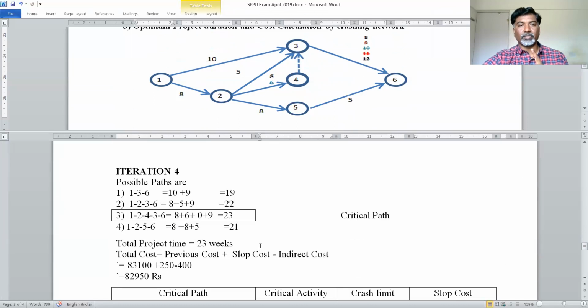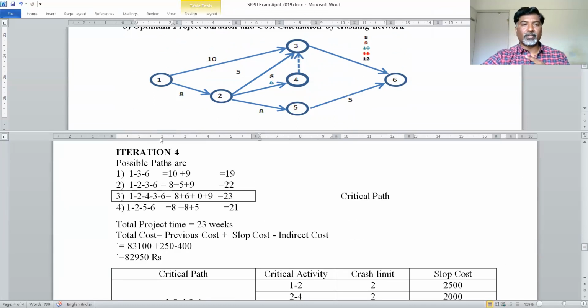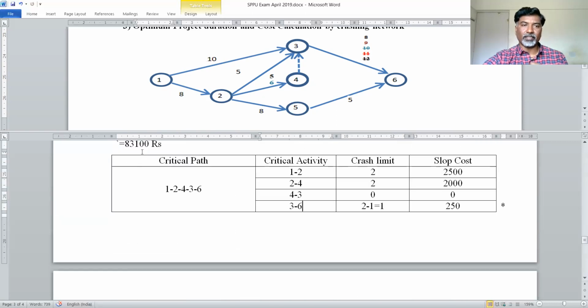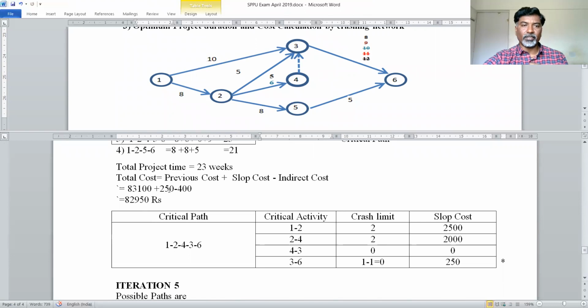Then the next iteration will start. In the next iteration, we have to identify the different possible paths. Those possible paths you have to write. Their corresponding times required to complete the path you have to write and do the calculation. And from that you can identify the maximum time required to complete the particular project. That is 23. So 23 is my critical path. And the cost required to complete the project: total cost is equal to previous cost plus slope cost minus indirect cost. The previous cost was 83,100, that I have taken as it is, plus cost slope.